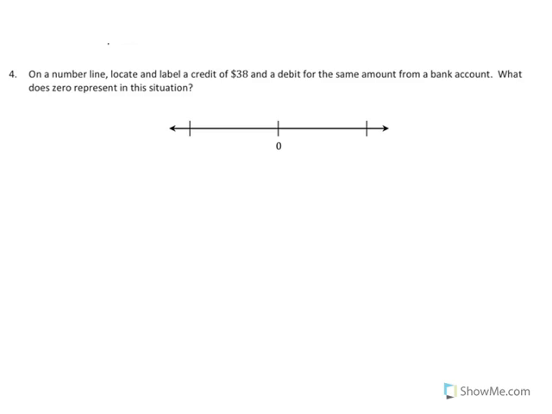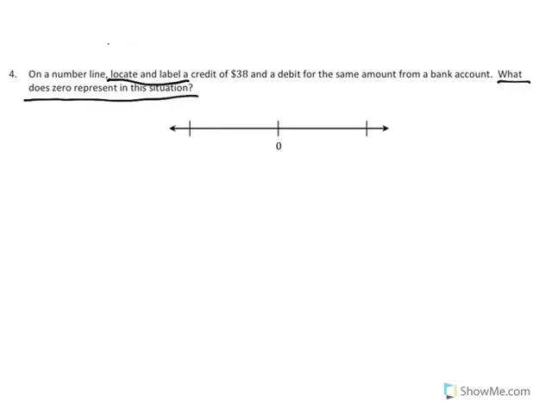All right, very good. Number 4 says, on a number line, locate and label a credit of $38 and a debit of the same amount, a debit of $38 from a bank account. And then what does 0 represent in this situation? You'll remember that's from one of the examples we just did a few minutes ago. So let's take it apart first. We need to know what a credit is. So what we need to do is locate and label. I'll help you do that. And then we have to ask or answer, what does 0 represent in this situation?